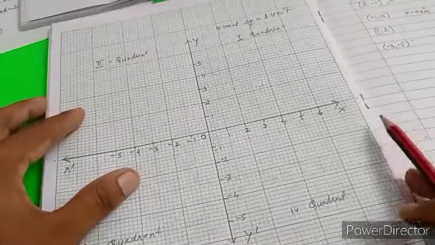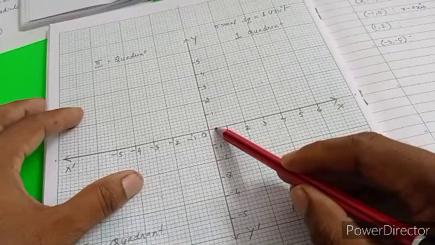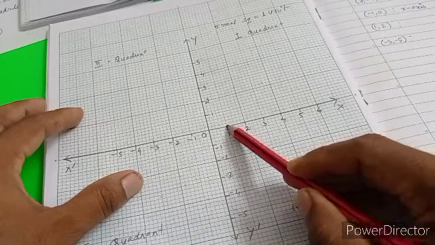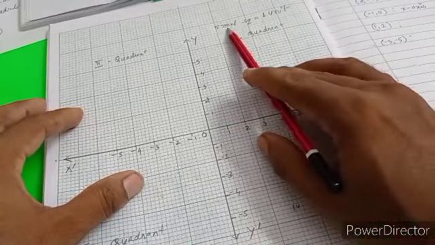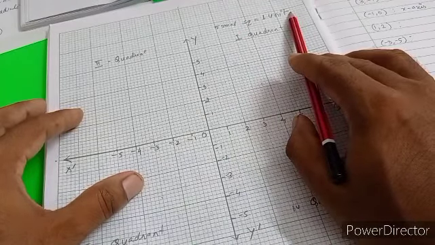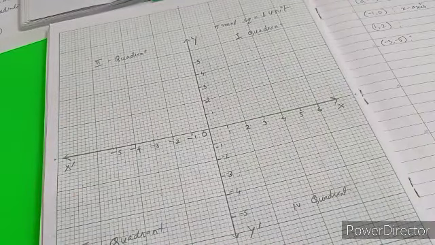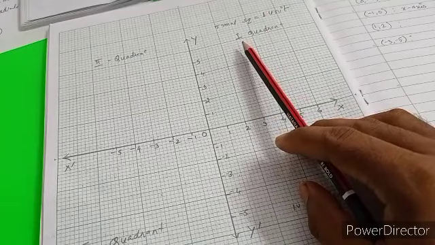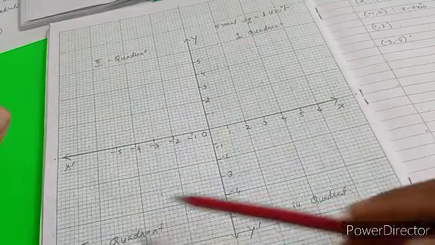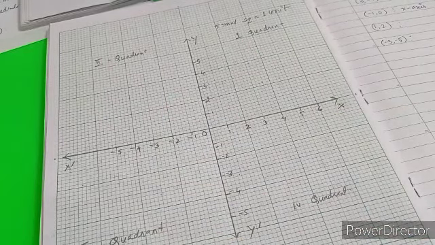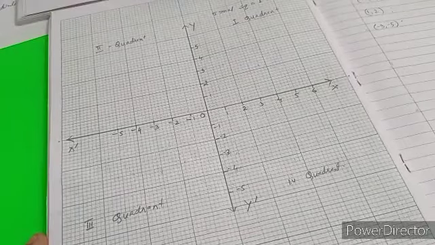In a graph, we generally write, for example, I have taken 1, 2, 3, 4, 5. 5 small squares equal 1 unit. So I am writing here: 5 small squares equal 1 unit. Clear? As I said before, this is called the first quadrant. This is called the second quadrant. This is third, and this is the fourth quadrant. I hope you have understood this till here.